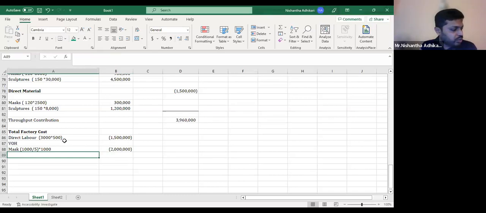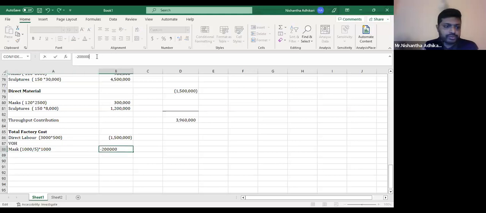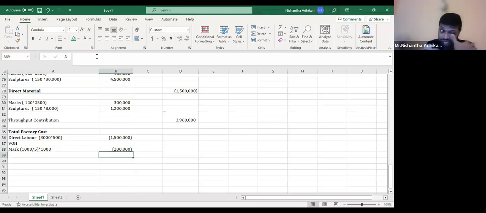Is it 2 million or 200,000? It should be 200,000. Sorry, it should be 200,000. Mask, because 1,000 rupee per unit, that means each unit requires 5 hours.